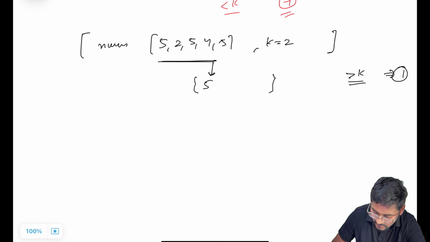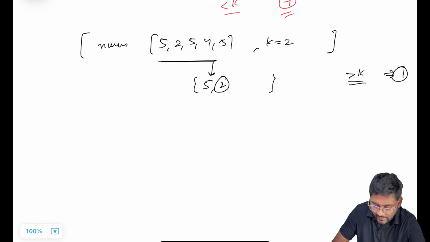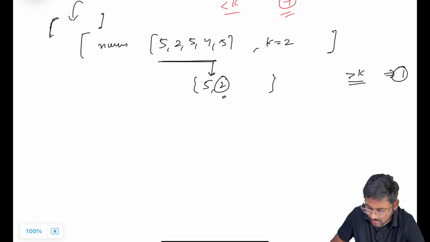If any element is equal to k, it means ultimately we have to convert all the elements to k, and for k we don't require any operation. So for k I can just directly skip it. If it is greater than k, I will do something.